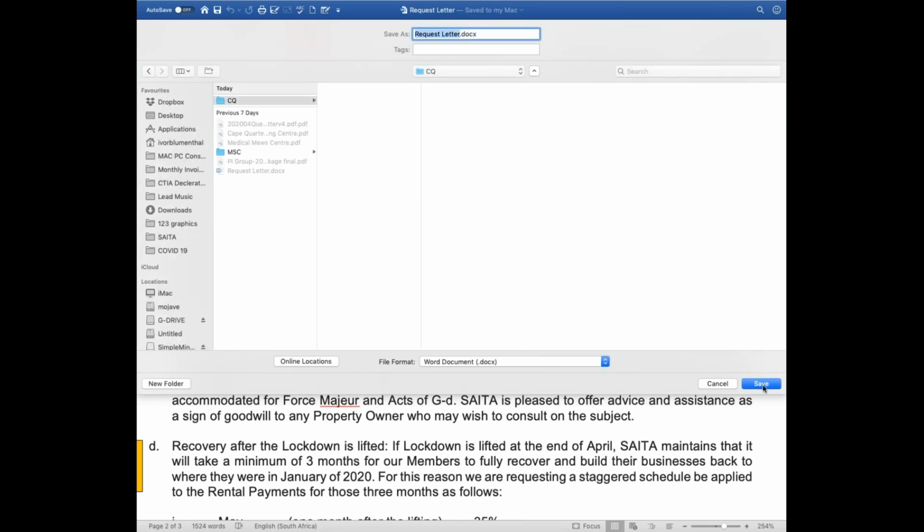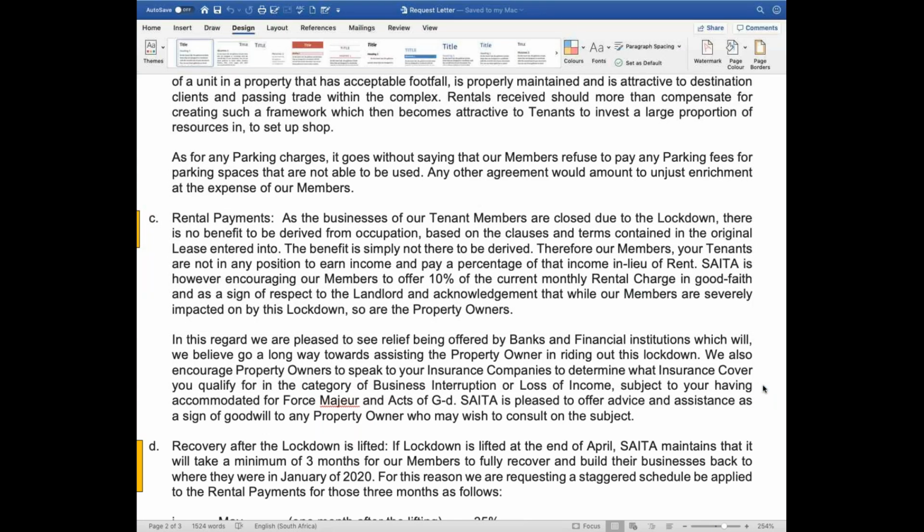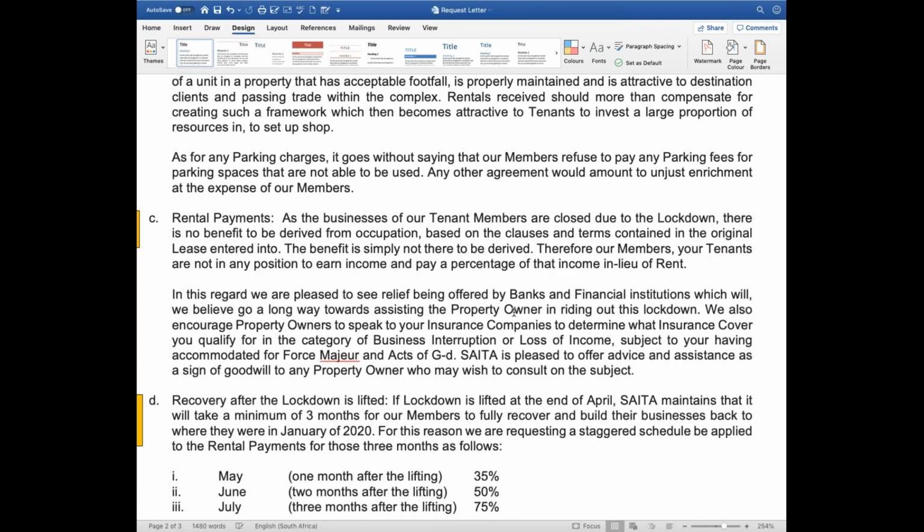So my feeling is I don't think we should leave it to them to just put a proposal to us. I think we should just say we're not paying rental and then see where it goes from there. But that's just my thoughts. So then what we'd do is we'd take out that last paragraph, and then we'd say your tenants are not in any position to earn income and pay a percentage of that income in lieu of rent. Full stop. Pay any percentage.